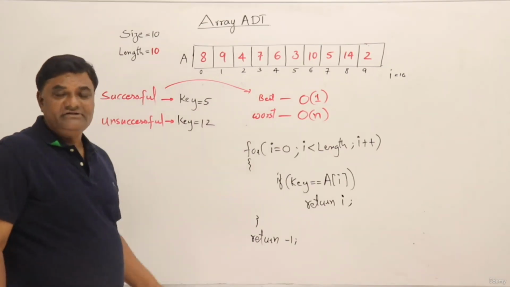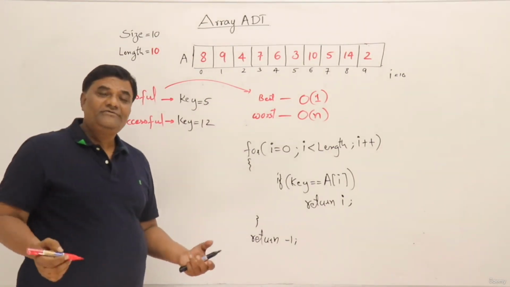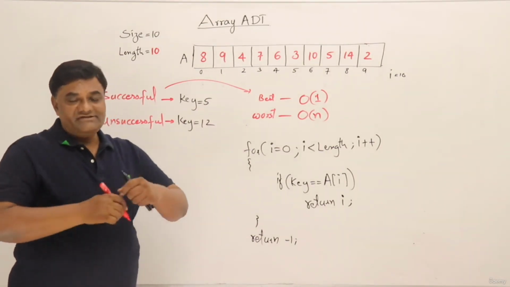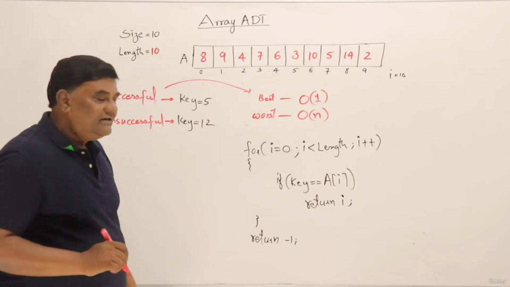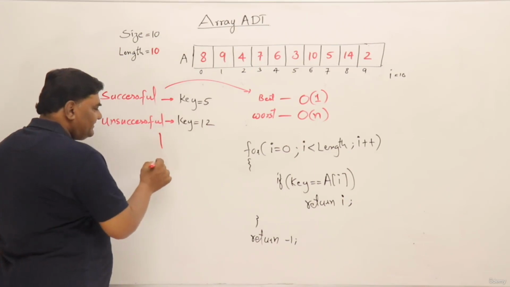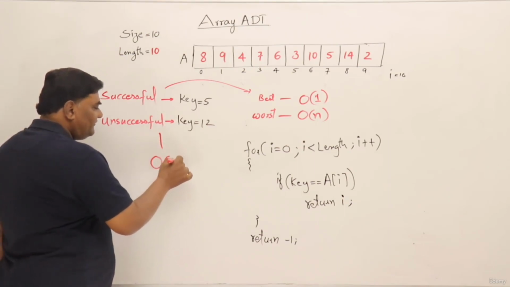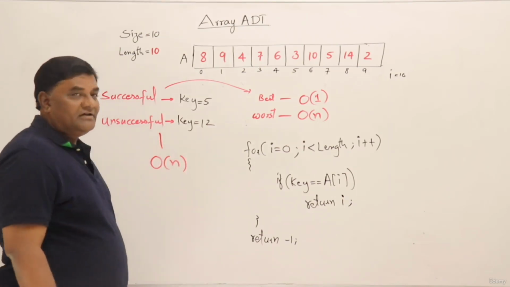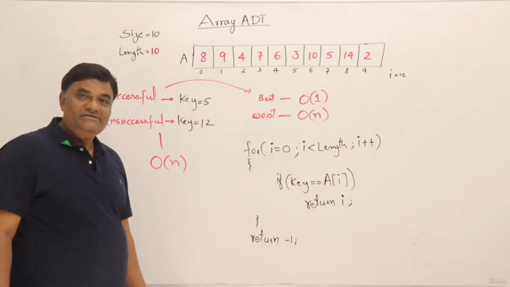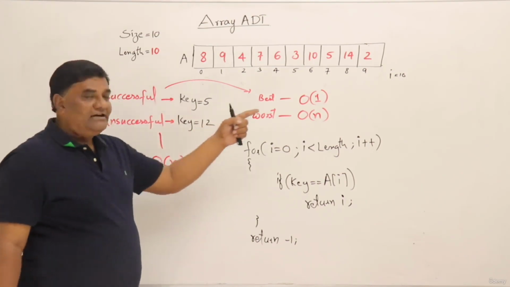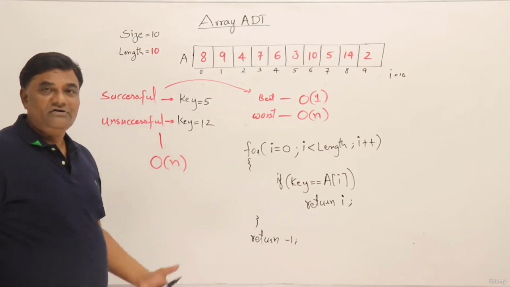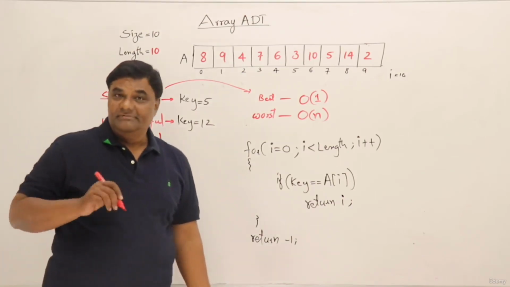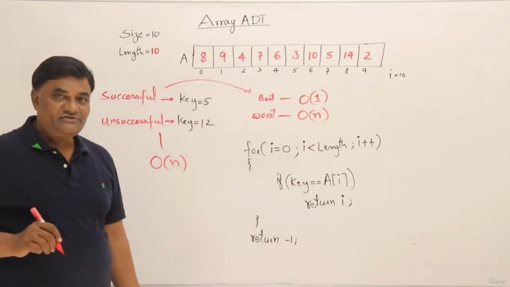What about unsuccessful search? If the key element is not found, then it will always check all the elements, and only then can it inform you the element is not there. So for unsuccessful search, time is always order of n. It's maximum time, always maximum time. Unless you have reached the end of the list, you cannot say that the element is not present in the list. So the time taken is order of n. So this was the best case and worst case I have shown you.